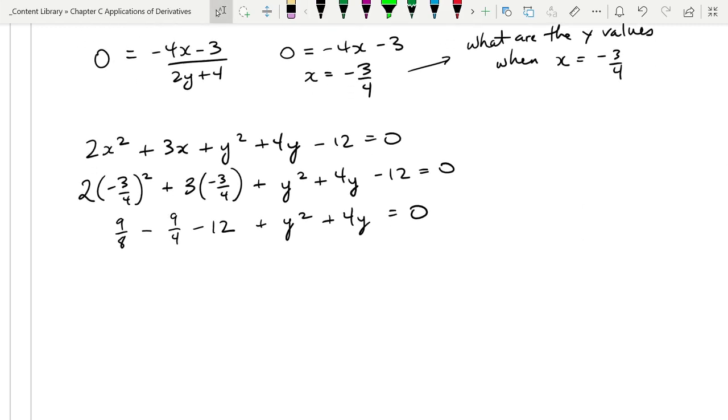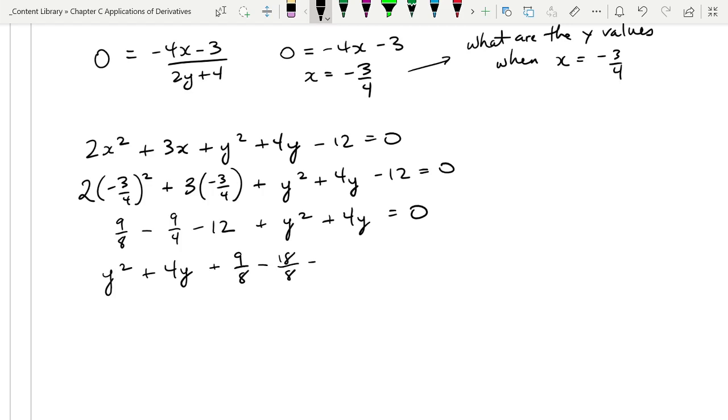And okay, so how do I get that all as one thing? Well, let's see. 8, 4, and 1 have a common denominator of 8. Right? So this is going to be, and let me rearrange it again. Let me put the constant at the end where it probably belongs. So I have a common denominator of 8, so 9/8 is already in that denominator. 9/4 would be 18/8.